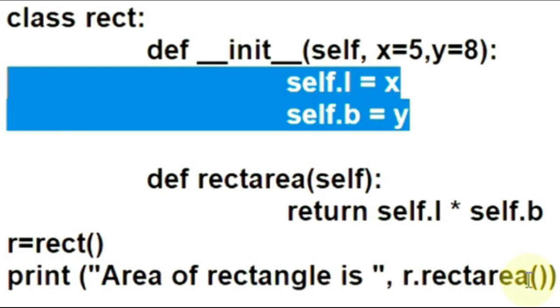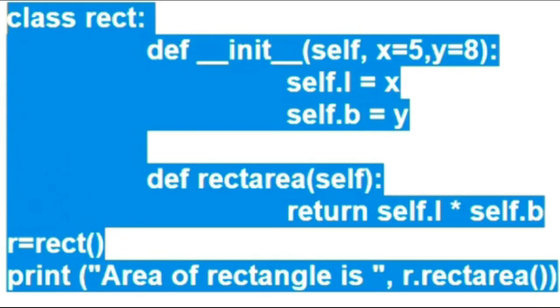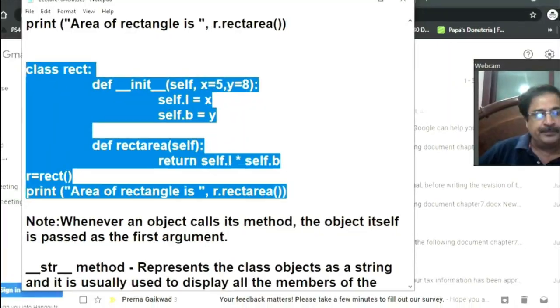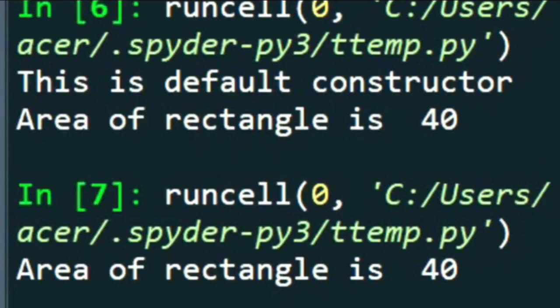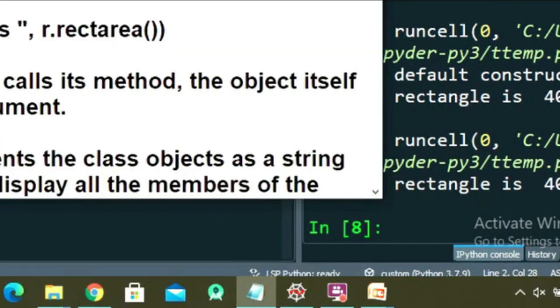So these default value parameters are used to assign values to the attributes L and B of object R. Here you are invoking the rect area method. So control will come over here and it will display multiplication of L and B attributes of object R. Let's copy. See. So default value parameters can be used in the default constructors.